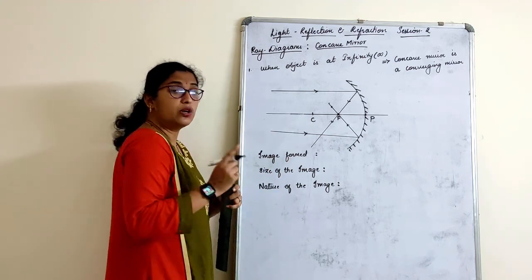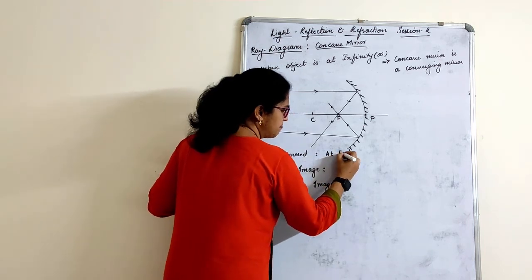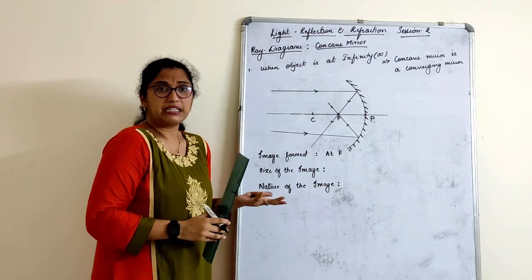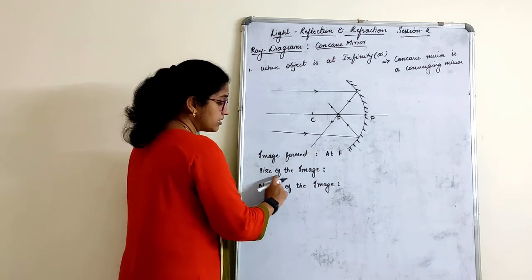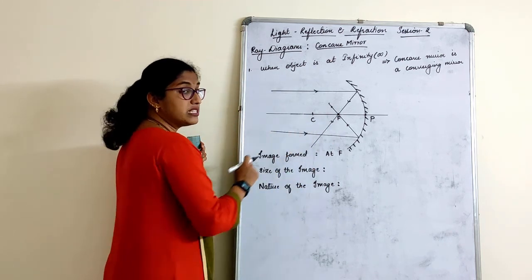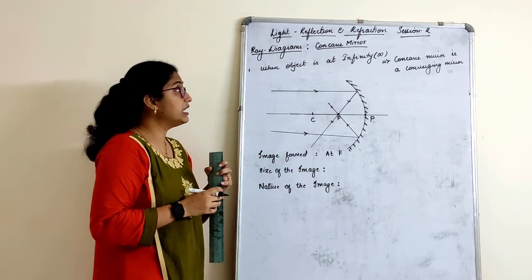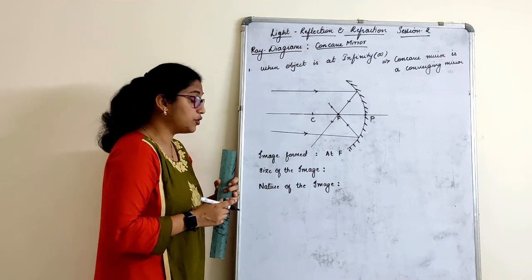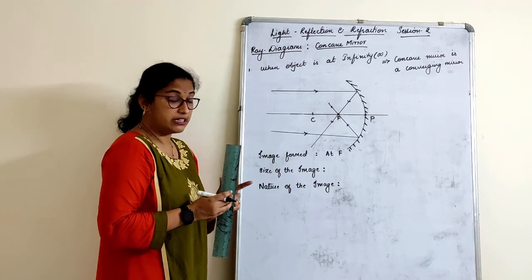Image is formed. Where is the image formed? Image is formed at F. Simple. Whatever you see in the figure, you have to write. See, you need not learn anything by heart here. You go on practicing, you will get it accurately. Size of the image. What is the size of the image here? First of all, it is a concave mirror. So a concave mirror will always give you real and, okay, that we will write here. Real and inverted, that is the nature.